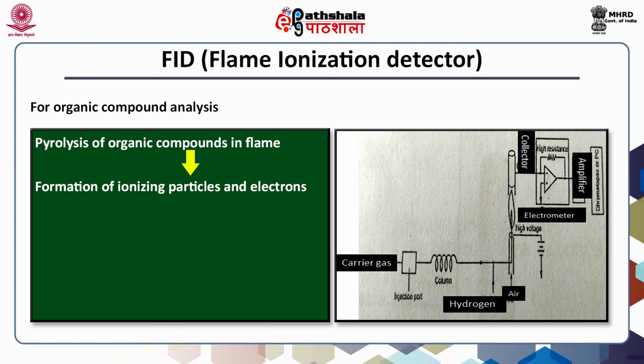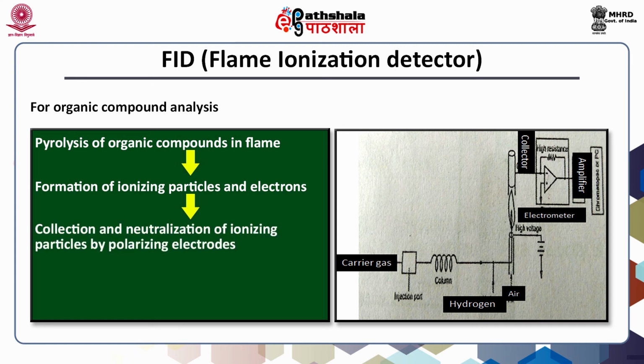That means the amount of carbon in the material which is eluted from the column. These ionizing particles are collected and neutralized by the polarizing electrodes inside the collector in the detector, and they generate an electric current which is picked up by the electrometer and forms a peak on the recording chart. That peak represents the amount of the material present in the particular compound.